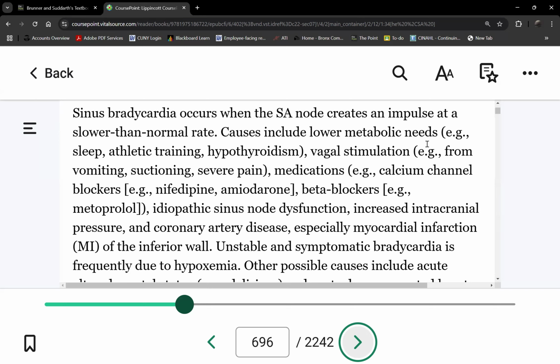Okay. All right, so these are the causes: hypothyroidism, athletic training, meaning people who work out a lot, like me, for example. So well, jacked individuals like myself tend to have sinus bradycardia. Okay, so athletes like me have a very low heart rate.